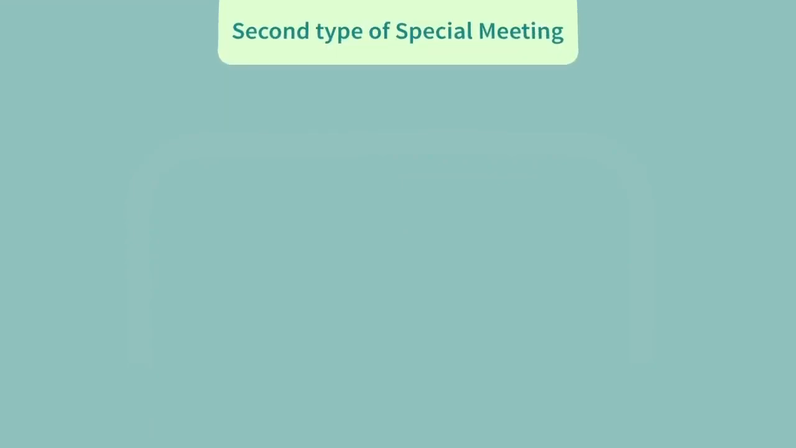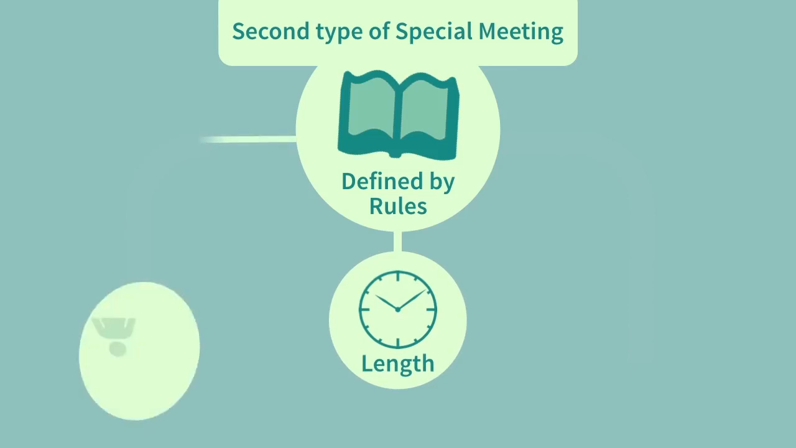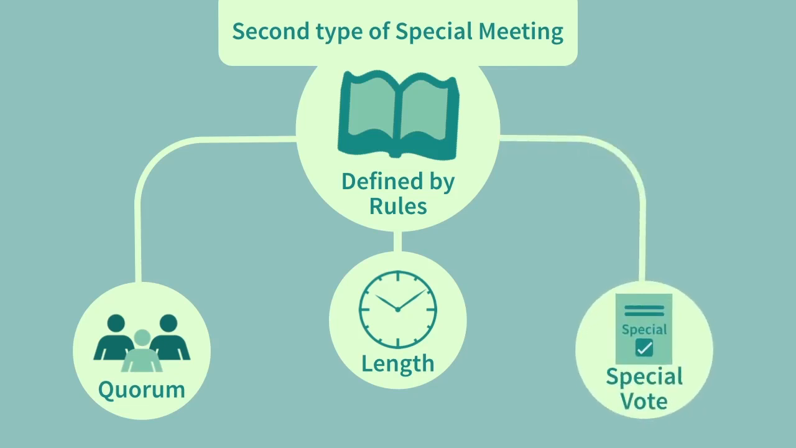The second type of special meeting is one that is defined in an organization's rules and has special requirements. These requirements may be length of notice for the meeting, it may be a special quorum, the number of people required for the meeting to transact business. A special meeting may also have special voting requirements. For instance, it may allow proxy votes.